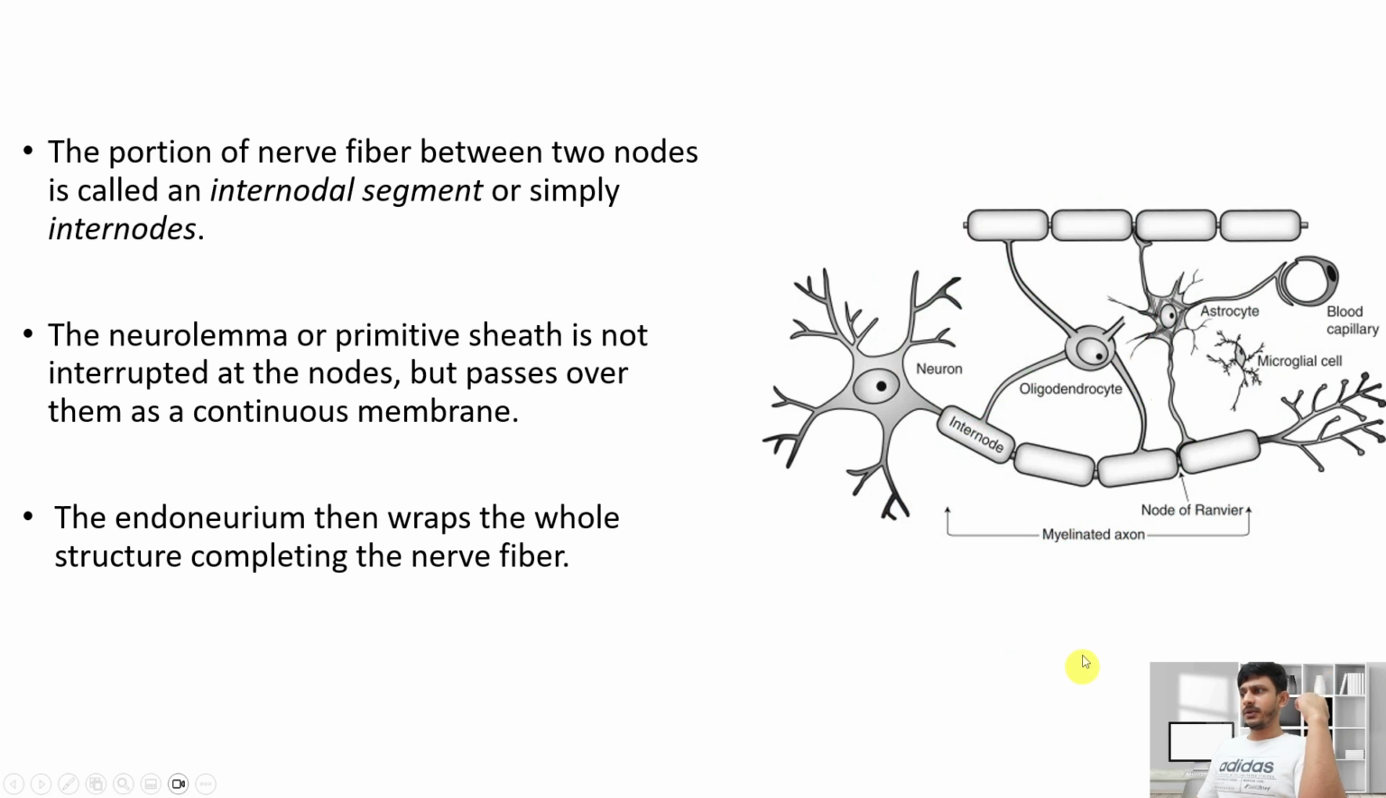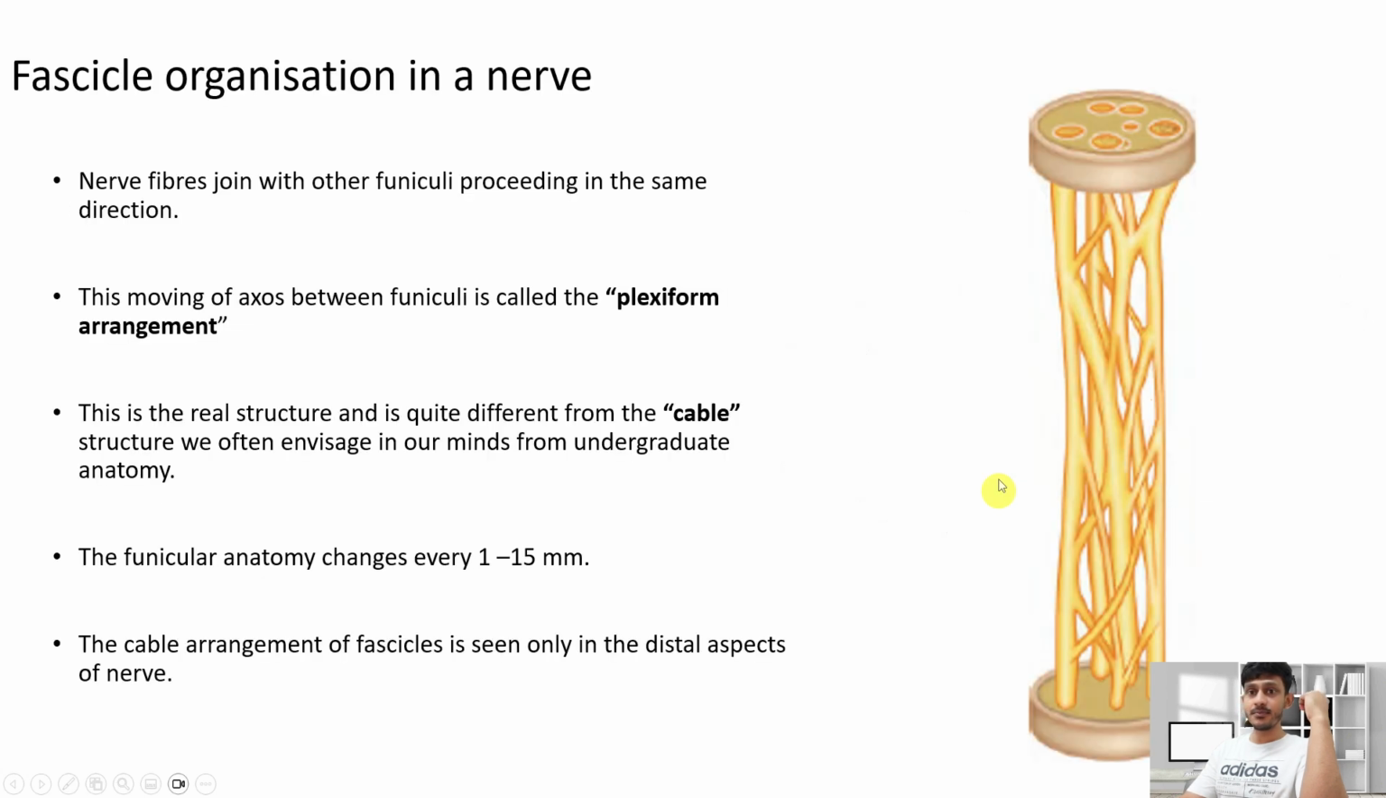So the portion of the nerve between two nodes is called an internode, like I said, and this is called a node. So, very important, fascicle organization in a nerve. As we imagine these nerve fibers as electrical cables running, but this is not so simple. In fact, the axons are arranged in something called a plexiform arrangement. So what this means is that the real structure is quite different from the cable structure we envisage in our minds. Why? Because we don't imagine the electrical cables interconnecting with each other and going through, but that is actually what happens here.